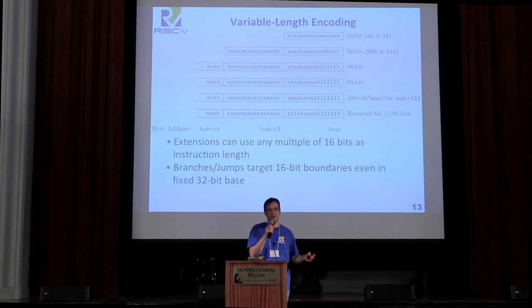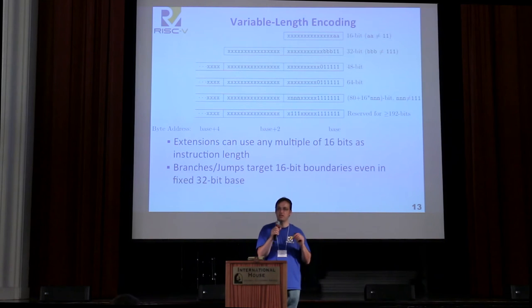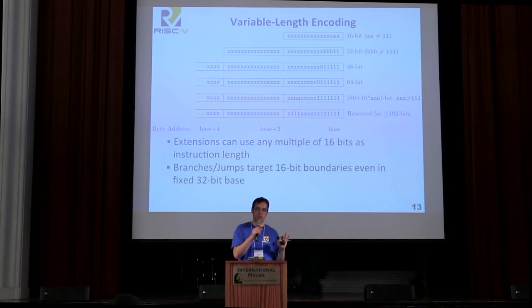Now, the only cost we paid for this in the base ISA is that the branches and jumps target 16-bit boundaries and not 32-bit boundaries. That means you give up one bit of range in the base ISA in exchange for this flexibility. And we think that's a worthwhile trade.